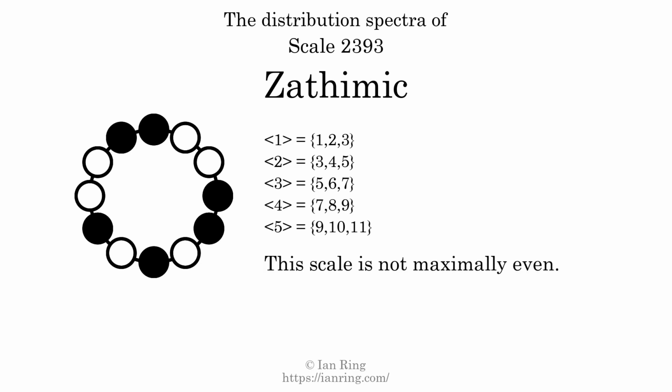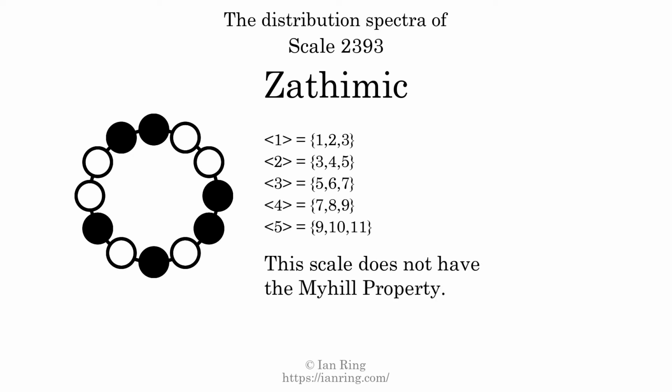The highest spectrum width is 2. Since this is greater than 1, we know that this scale is not maximally even. If every spectrum has exactly 2 specific intervals, we call that the Myhill property. This scale does not have the Myhill property. Since the generic interval ranges do not overlap, this scale is proper, but it is not strictly proper because some specific intervals appear in more than one spectrum.